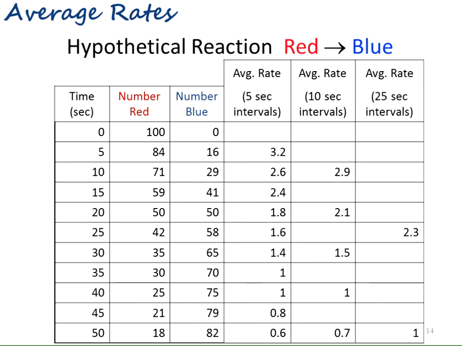Now let's go down to the bottom, where at time 50, the average rate of the reaction based on the 5-second interval is 0.6. Well, in the last 10 seconds, the average change is 0.7. And for the 25 seconds, the change is 1. So you've got a difference in the average rate depending upon the time period that you use. So that's one of the problems with using the average rates versus using the instantaneous rates.